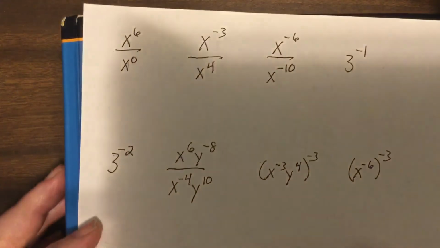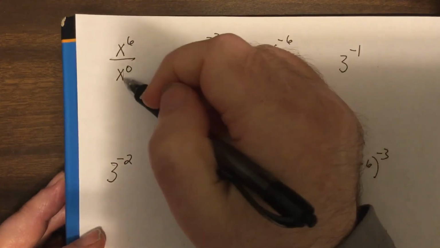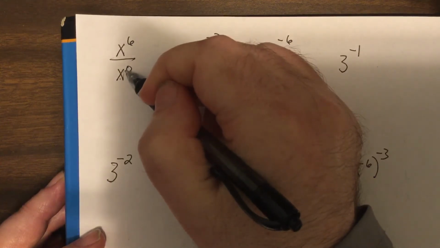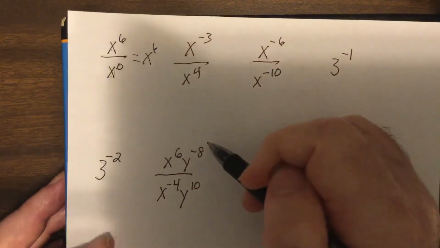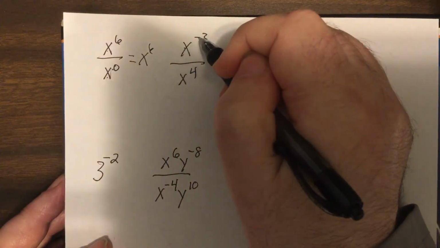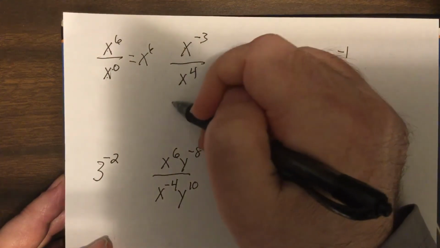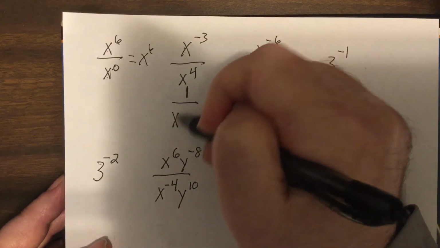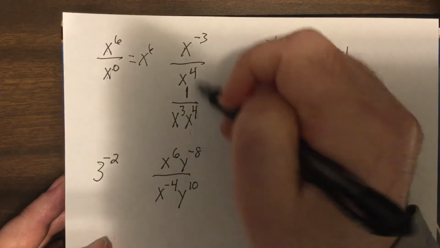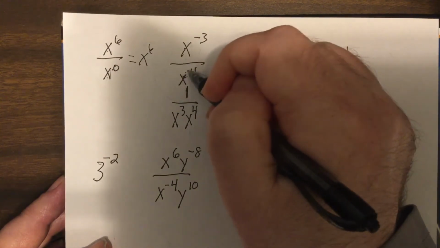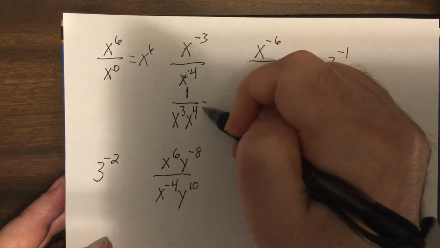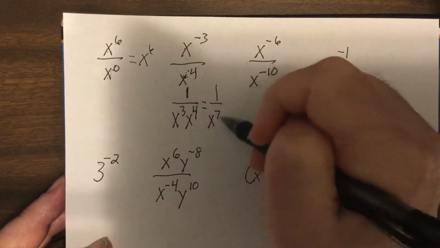So let's look at some problems here. Anything to the 0 power is 1. Anything divided by 1 is just the anything. Oh, I have a negative in a power. I have to remember I need to move it. So I get this. Notice I didn't move x to the 4th because it's already in the bottom. It's not negative, so it doesn't move. So this would be 1 over x to the 7.